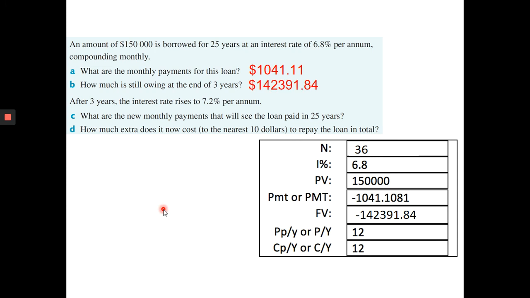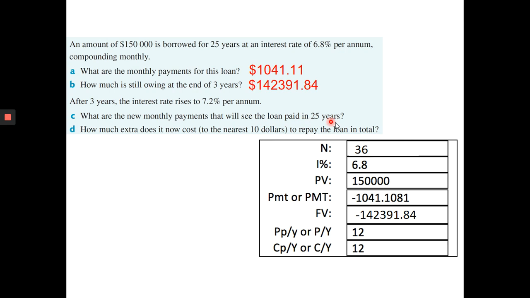So this is kind of like a 2-part question. This is the tricky bit. After 3 years, the interest rate rises to 7.2%. 6.8, 7.2, a 0.4 increase. Now, if you think over 25 years, the interest rate is going to change loads over that time. He's going to be paying more, isn't he? What is the new monthly payment? So at the moment it's 104.1. He's going to be paying more because the interest rate has gone up.